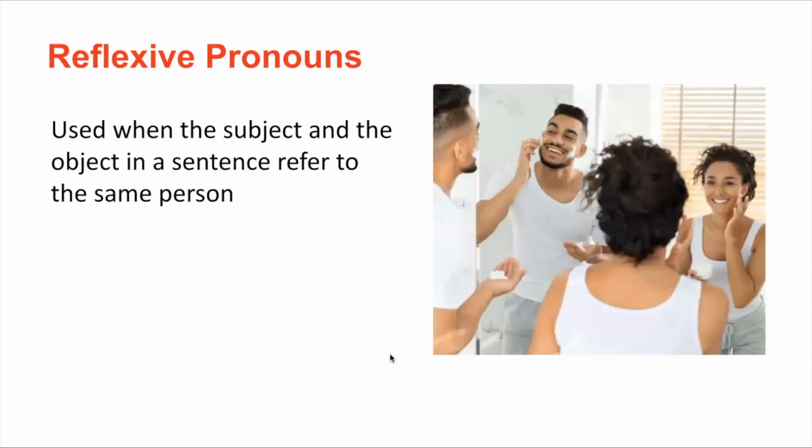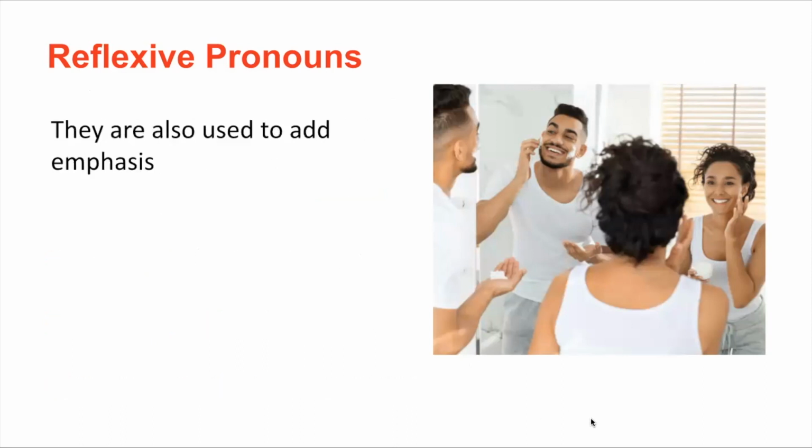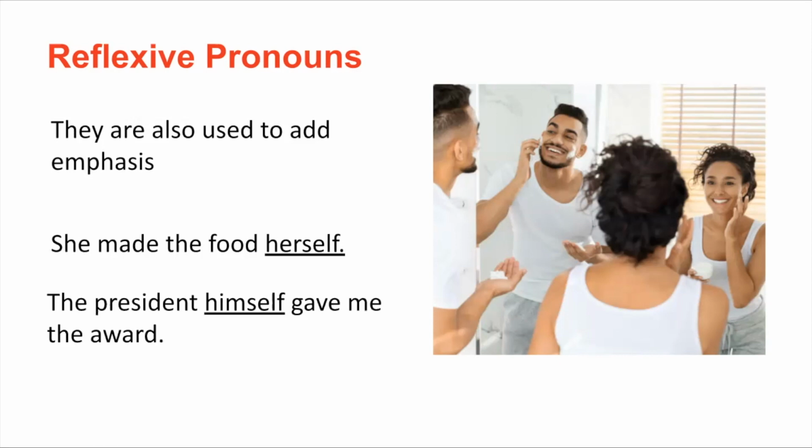So to review, reflexive pronouns are used when the subject and the object in a sentence refer to the same person. She sees him in the mirror. She sees herself in the mirror. They see themselves in the mirror. They are also used to add emphasis. She made the food herself. The president himself gave me the award. We do all of the repairs ourselves.